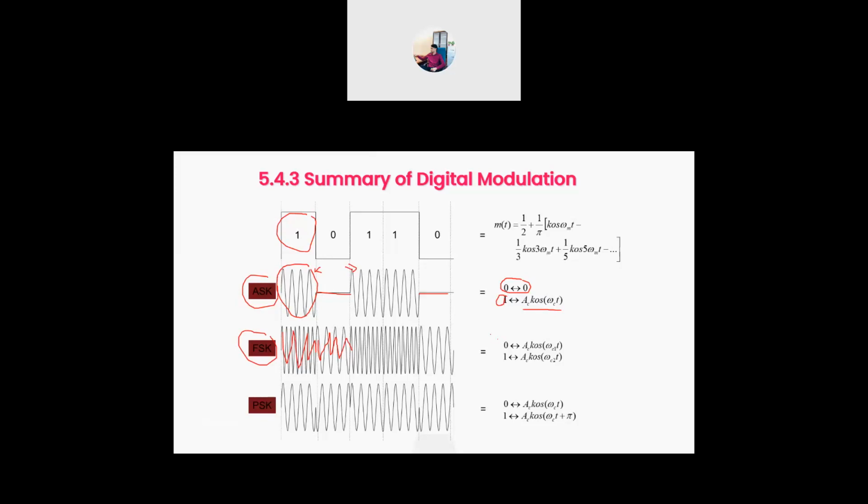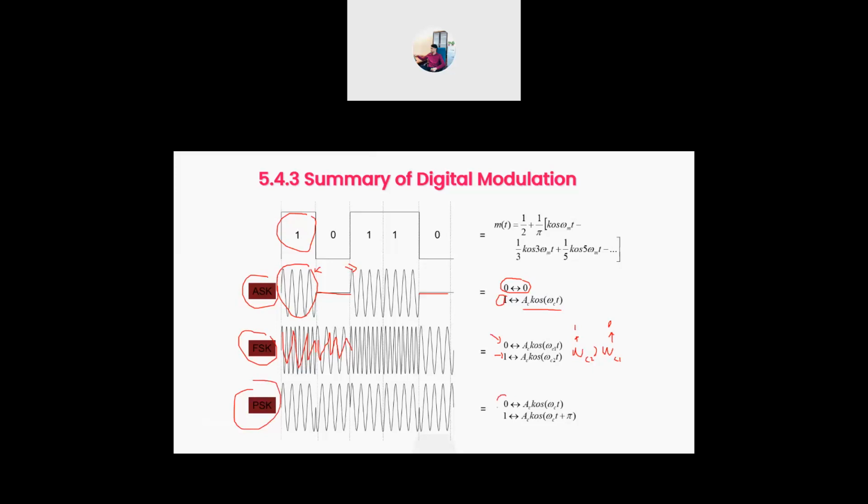So here, based on this example, bit 0 is AC cos omega C1t, and 1 is AC cos omega C2t. So we can see that omega C2 for 1 is much higher than omega C1, and this one is your 1, and this one is your 0. The next is phase shifting, okay, phase shifting.